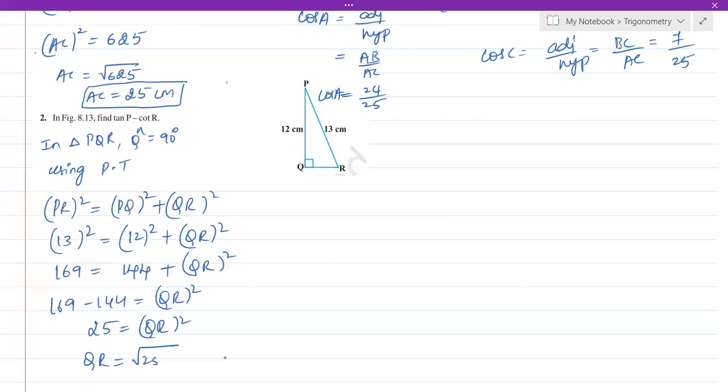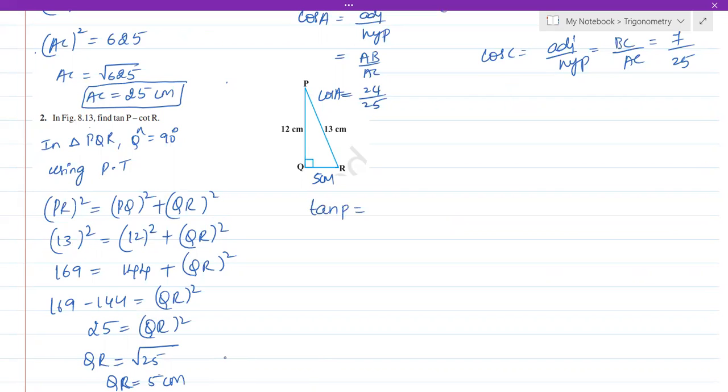So we directly take square root of 25. What is square root of 25? 5. So therefore, QR value is 5 centimeters. Okay. So we'll also write it down here. QR value is 5 centimeters. Now, we have to find tan P minus cot R. First, let's find the value of tan P.